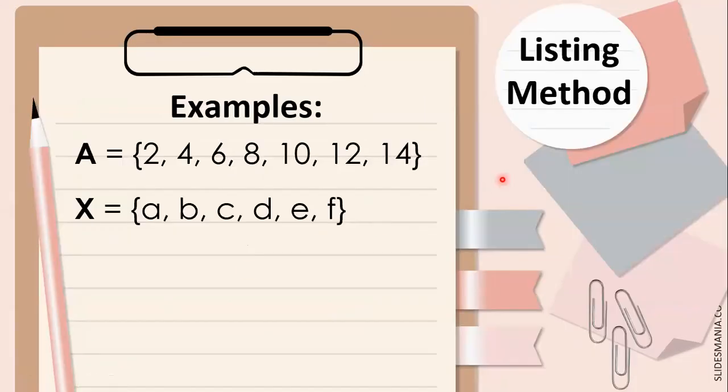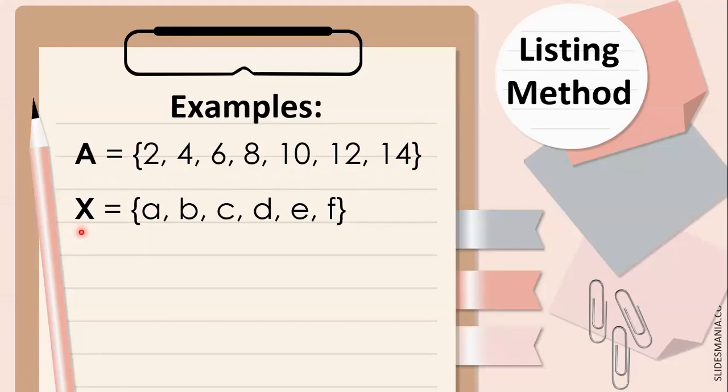Okay. So now let's have an example in the listing method. We have here set A is equal to the elements. These are our elements: 2, 4, 6, 8, 10, 12, and 14. They are separated by commas. And then we have the symbol braces, at the opening and at the ending. That is our listing method. Why? Because we listed our elements.